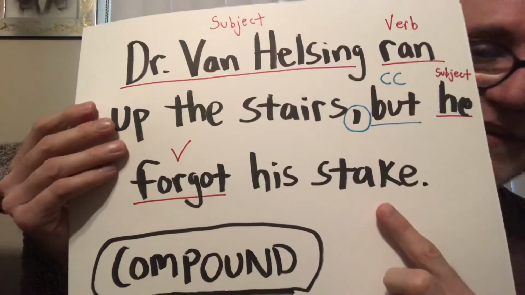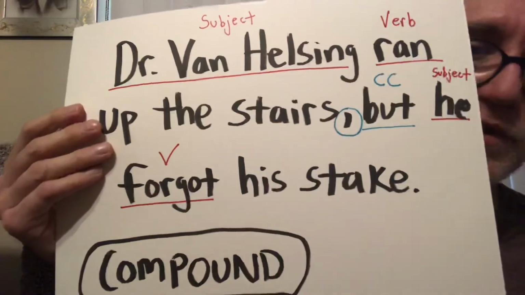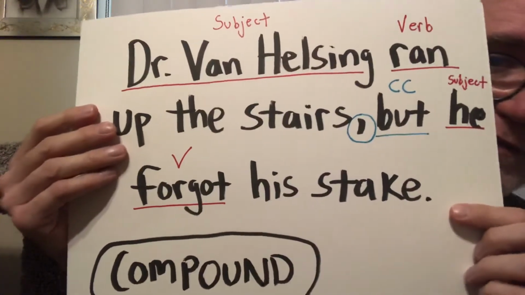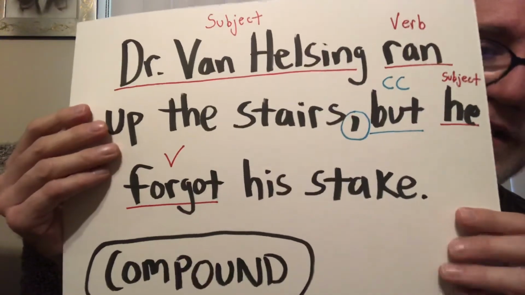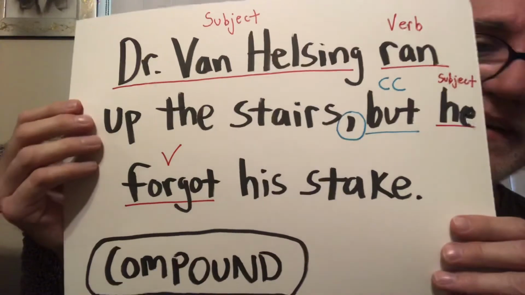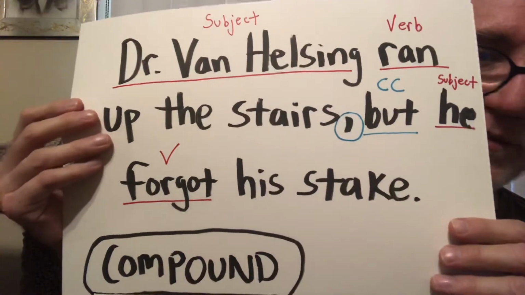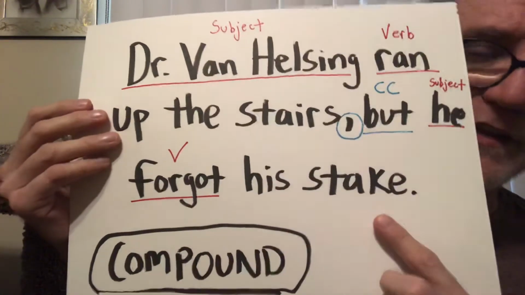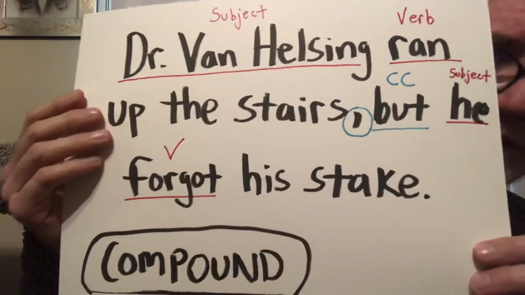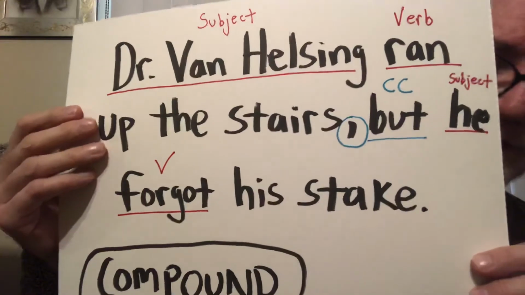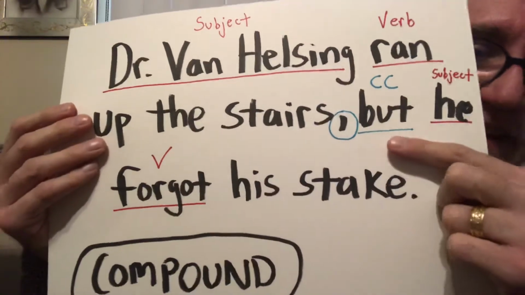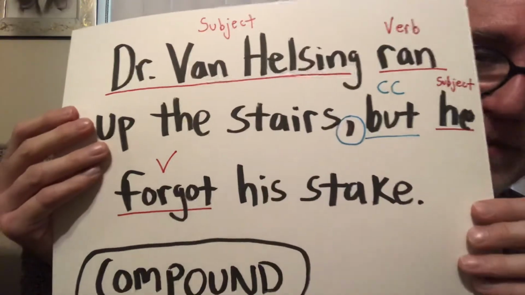Steak, not like a steak dinner, but like a wooden stake that you would use to plunge through the heart of a vampire, and that's who Dr. Van Helsing is. If you've read Dracula, he's Dracula's archenemy. So that's probably why he's running up the stairs, and unfortunately he seems to have forgotten his steak, which is probably going to be bad news for him if there is a vampire at the top of the stairs or something. Anyway, I put Dr. Van Helsing in a bad situation here.